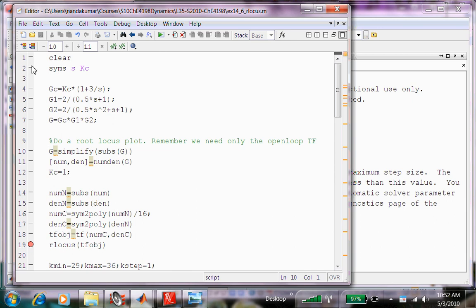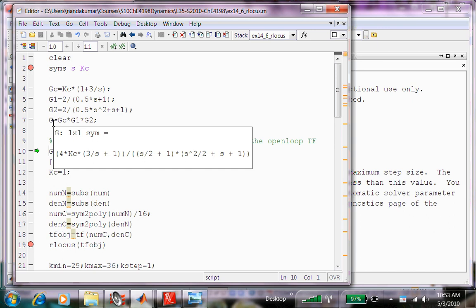Let's step through line by line and see what it is doing. I set up a breakpoint at line 2. I have now executed line 1, which clears the workspace, and I'm stepping through. I'm going to show you what Gc looks like inside the workspace. It's Kc times 3 over s plus 1. That's what was given, Gc, with Kc as a symbol here. Step one more line, and you can see how G1 looks. G1 is 2 divided by s over 2 plus 1. What the symbolic processing did was convert 0.5 to 1 over 2, as a ratio of integer numbers.